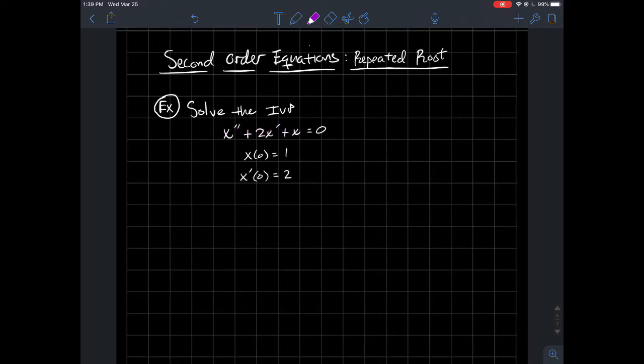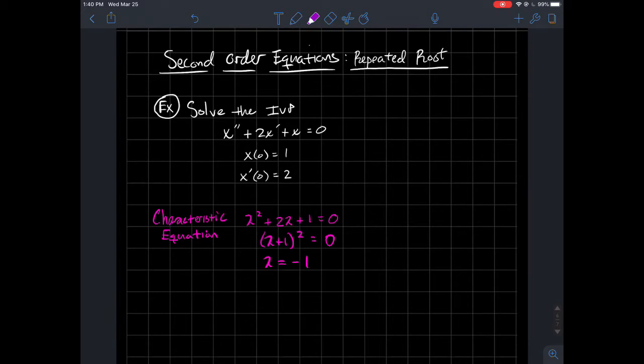And what we're going to do is use that to make the characteristic equation. So we're going to talk about this quadratic equation, lambda squared plus 2 lambda plus 1. That thing factors in this case. You get lambda plus 1 all squared equals 0, and that tells you that you get one root. So just lambda equals negative 1 is the root of the characteristic equation.